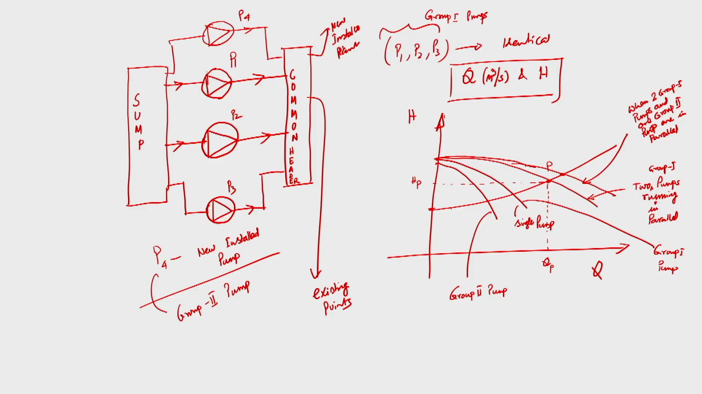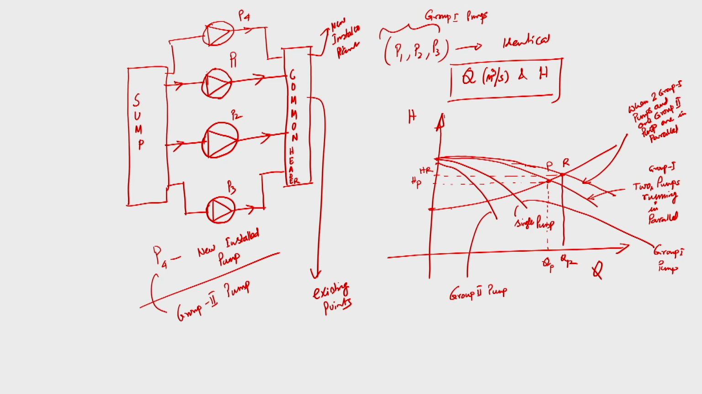Now, I do not know in which the system resistance is more. So, that is the big problem. Now, if this is the system resistance and this is the least system resistance, then of course the operating point will now shift to another point, let us say R. So, now this will be QR, and the head will be almost HR.